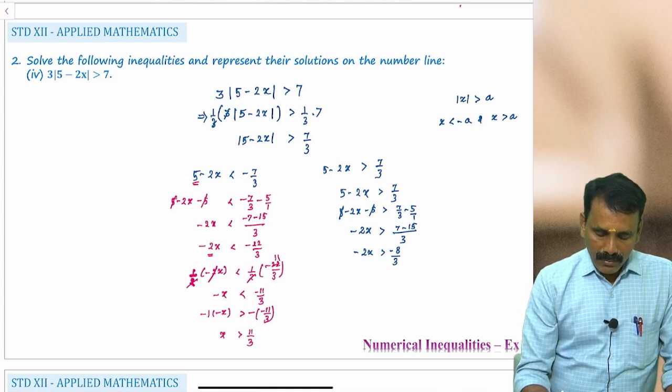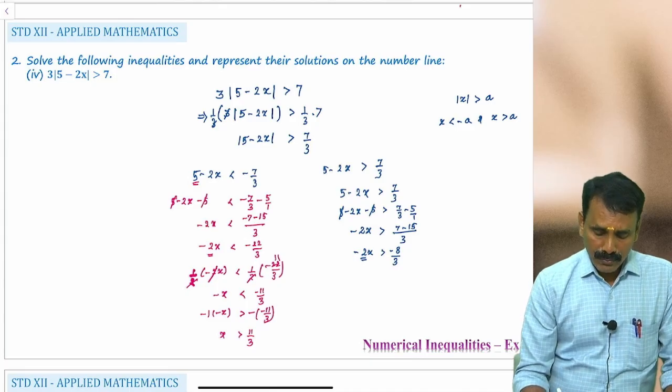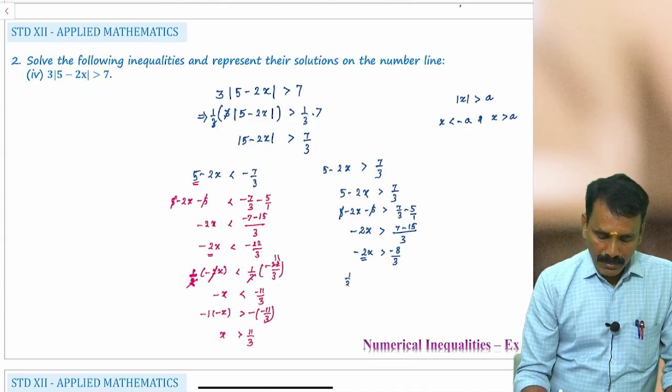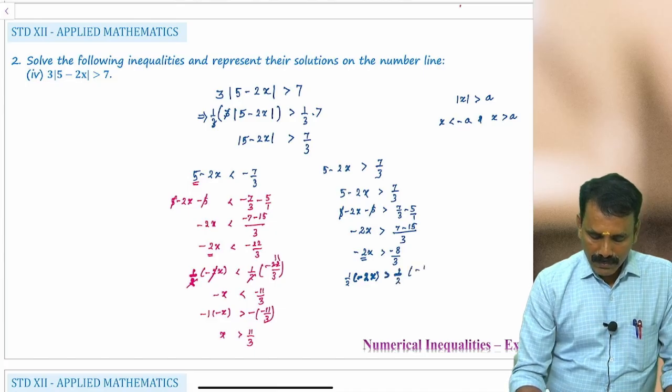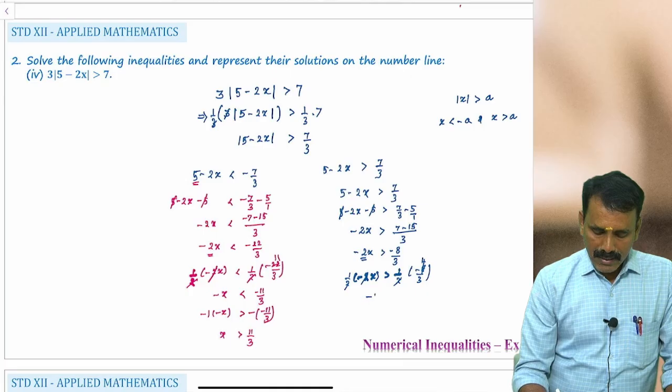Now I want to remove 2 which is in multiplication with x. So I multiply by the multiplicative inverse of 2. So 1 by 2 into minus 2x strictly greater than 1 by 2 into minus 8 by 3. So the 2 cancels. If you cancel 2 here, it is 4. So it is minus x greater than minus 4 by 3.